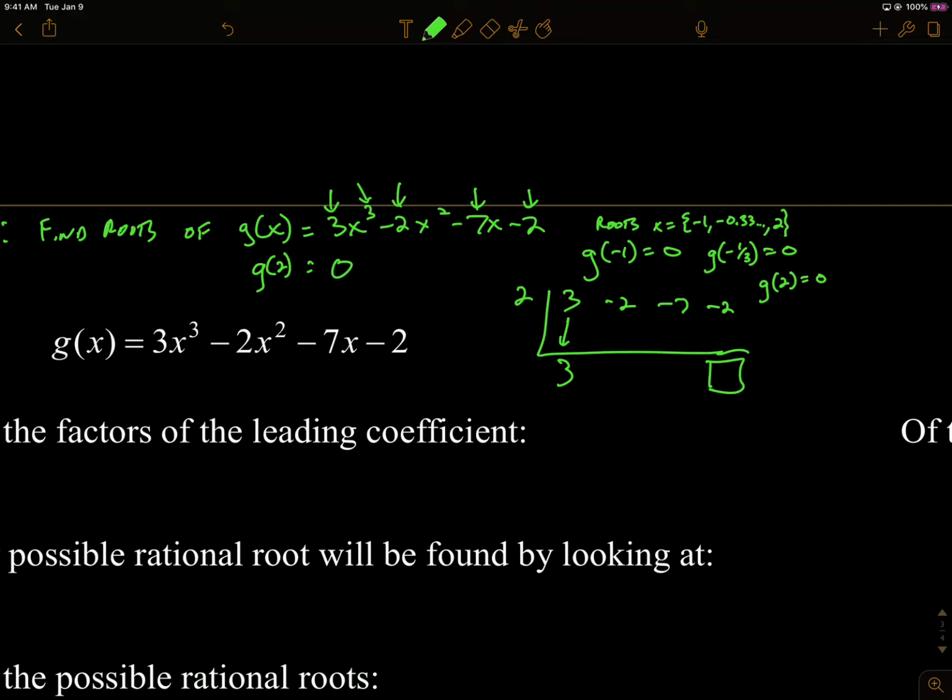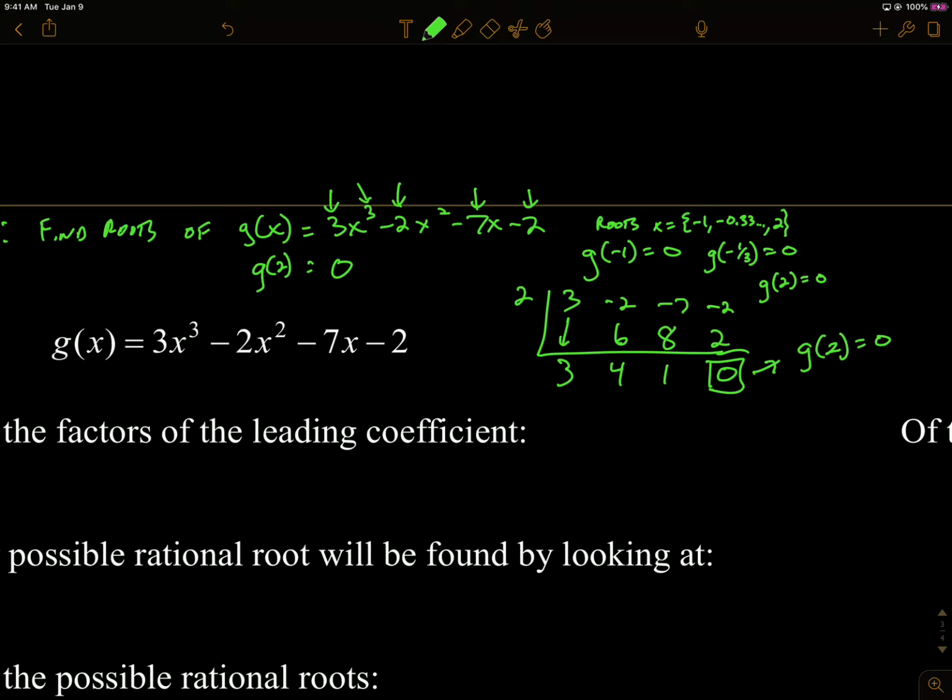So I drop down to 3. 3 times 2 is 6. 6 minus 2 is 4. 4 times 2 is 8. 8 minus 7 is 1. 1 times 2 is 2. Negative 2 plus 2 is 0. Confirmed. This means that g of 2 equals 0, and that means that 2 is a root.